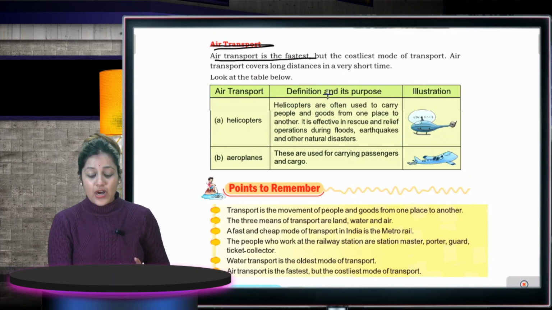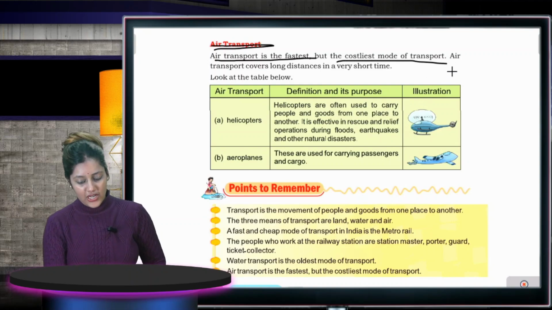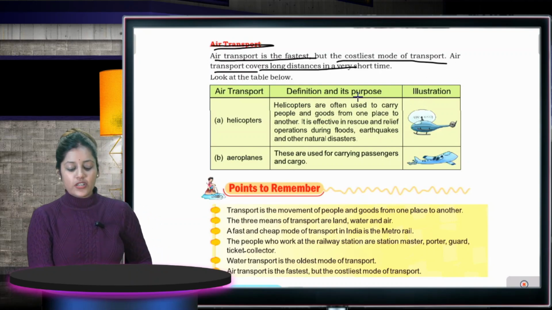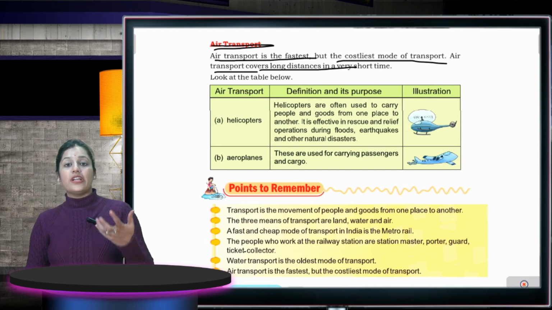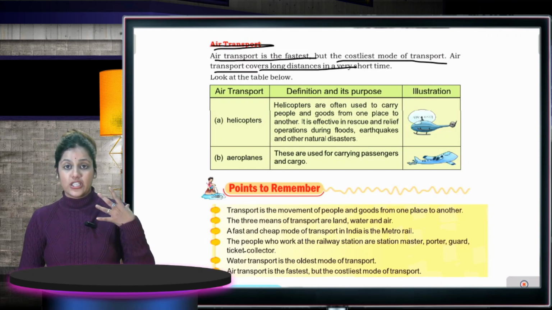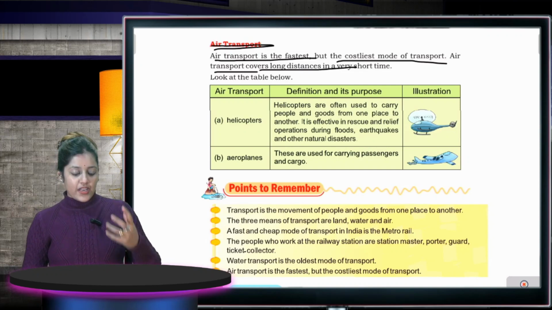Next is air transport. Air transport is the fastest but the costliest mode of transport. Air transport covers long distances in a very short time. So air transport is the fastest way of transport, but the cost of the tickets is very high.